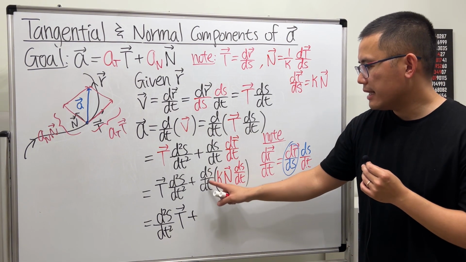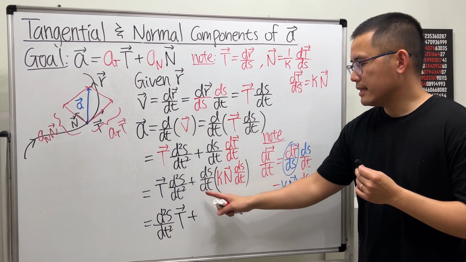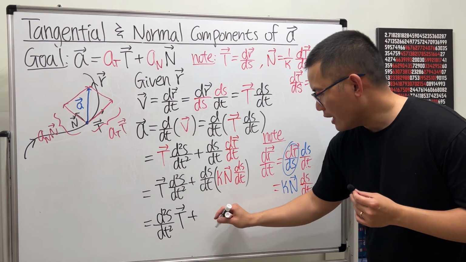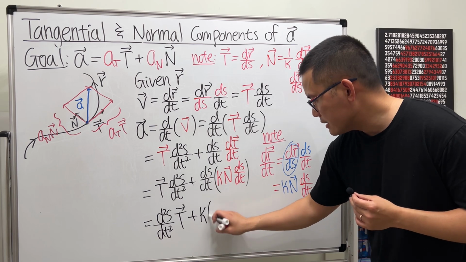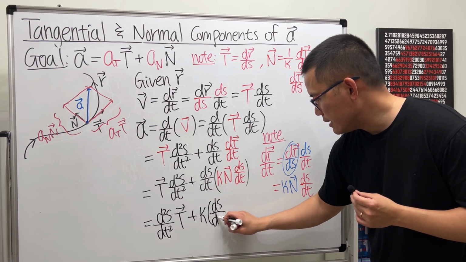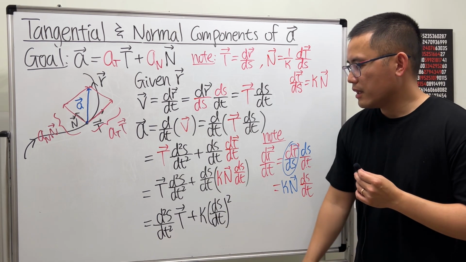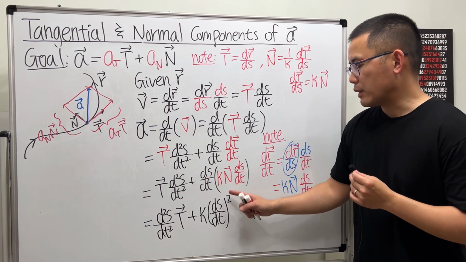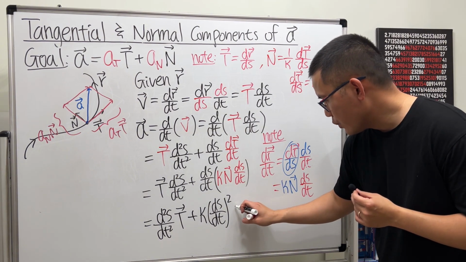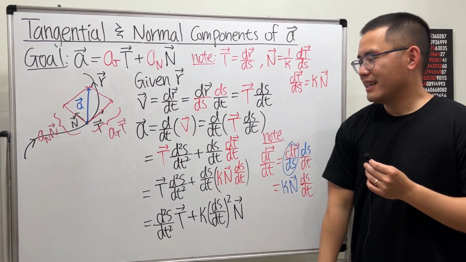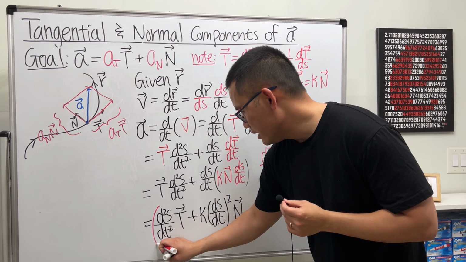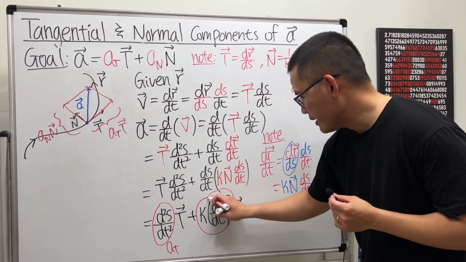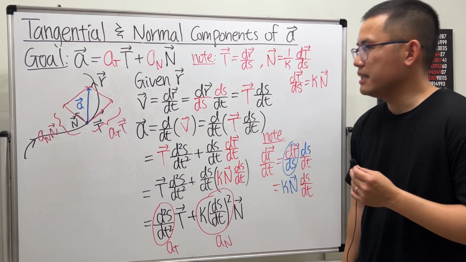Notice here we have ds/dt twice. So this right here is going to be (ds/dt) squared. Here we also have the kappa times (ds/dt) squared. Notice this is the second derivative, but this right here is the first derivative, but you square that. And then at the end here, we have the N. So ladies and gentlemen, this right here is what AT is, and this right here is what AN is.